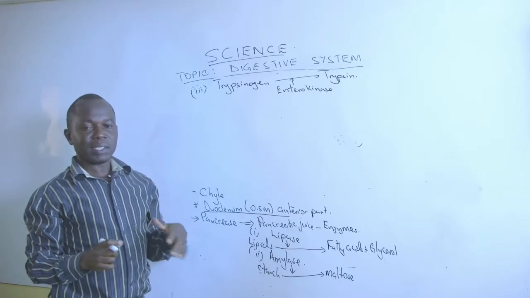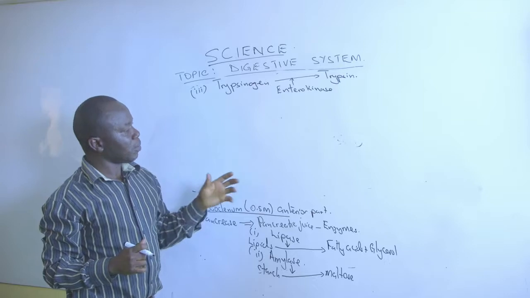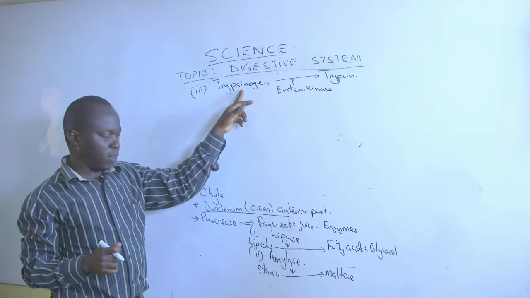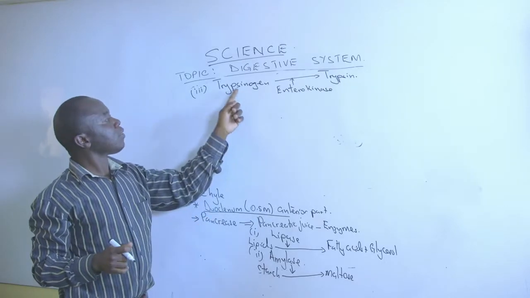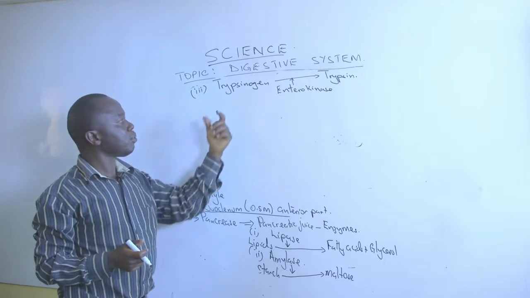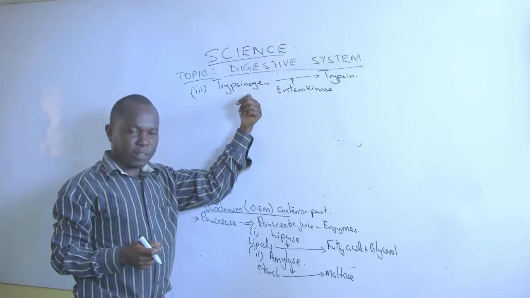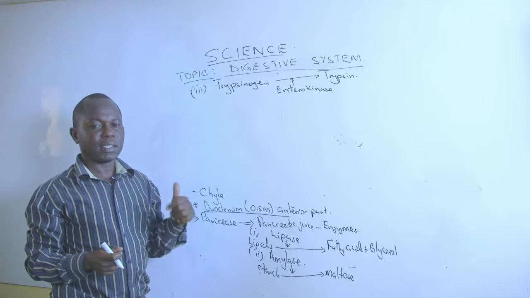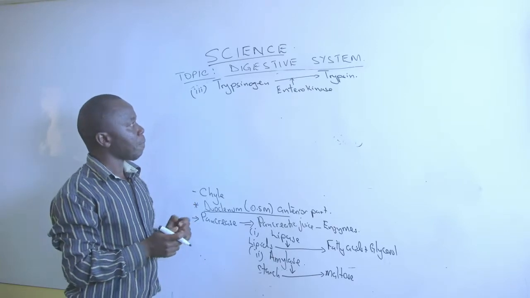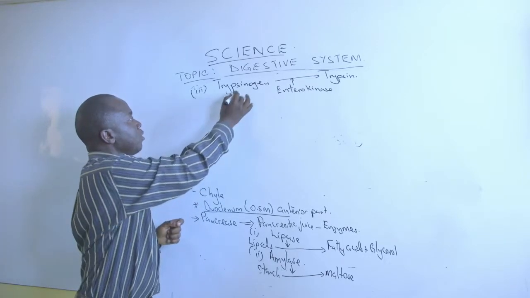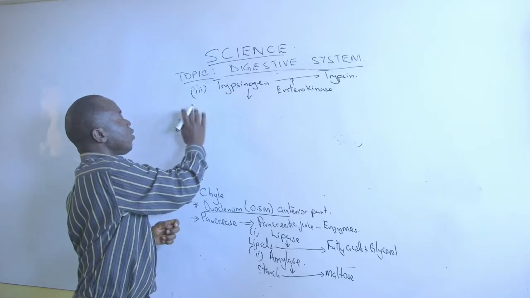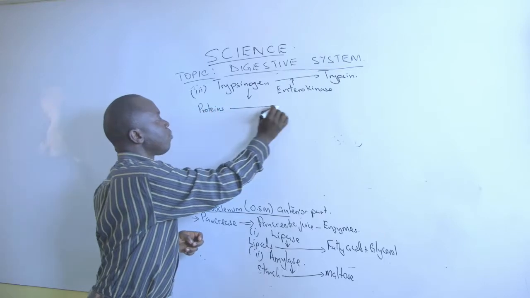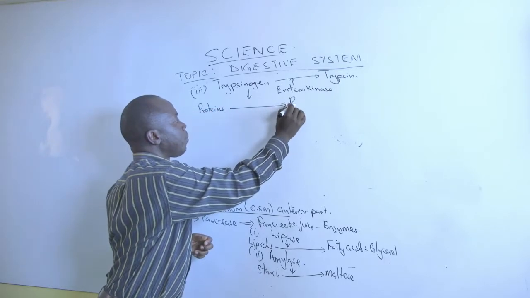So the question is, why is it that some of these enzymes are secreted in inactive form? We have seen pepsinogen, trypsinogen. They're supposed to be secreted in inactive form so that they do not digest the glands and cells that secrete them. So what is the role of trypsin? Trypsin acts on proteins, again, to form peptides.